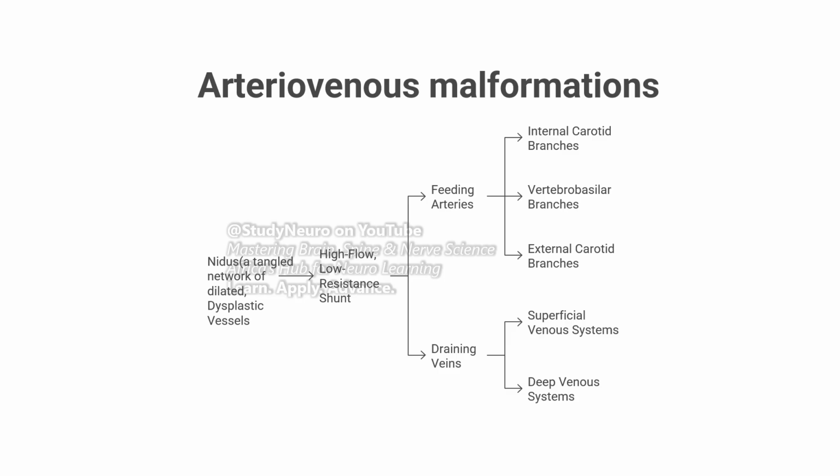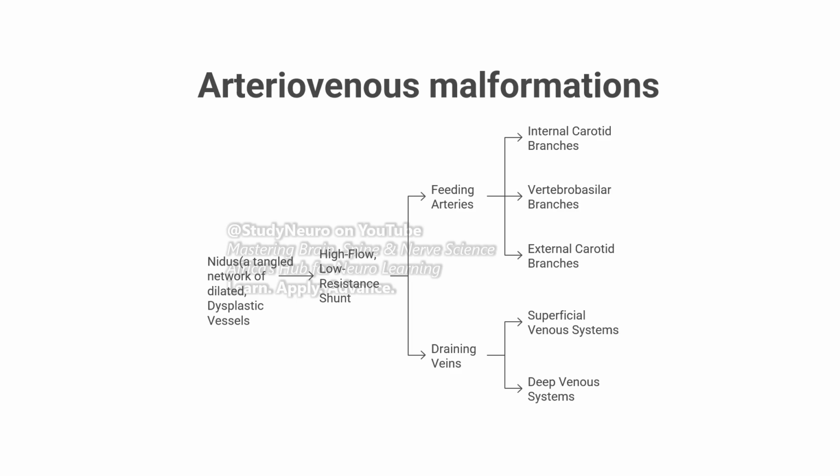Now we talk about arteriovenous malformations. These are defined by the presence of a nidus, a tangled network of dilated dysplastic vessels that form direct connections between arteries and veins, bypassing the normal capillary bed. This creates a high-flow, low-resistance shunt, resulting in turbulent blood flow.